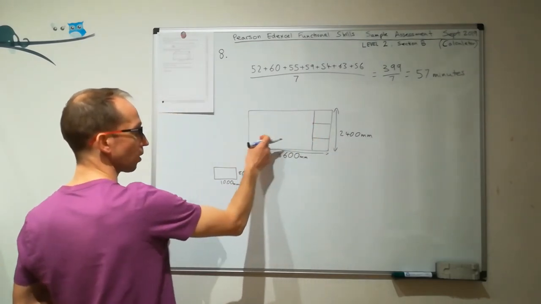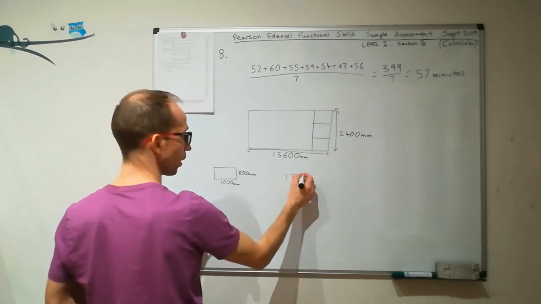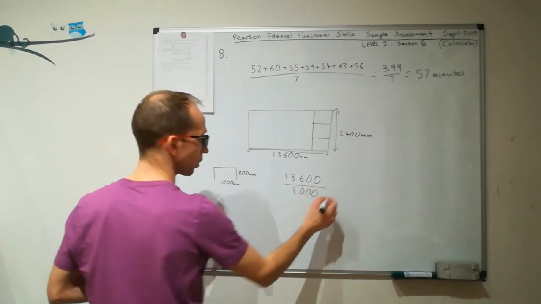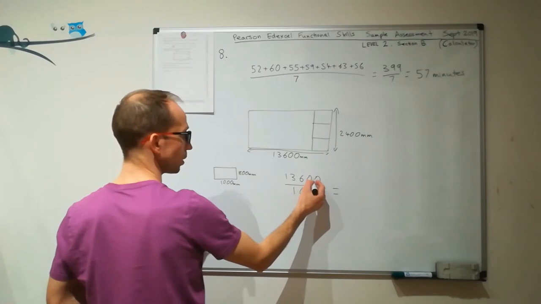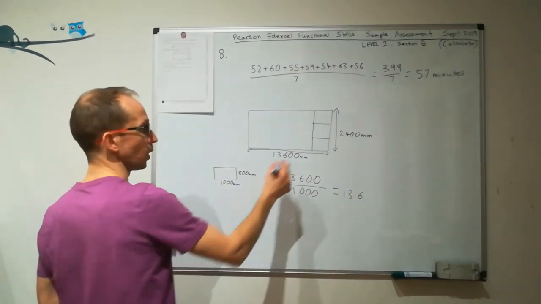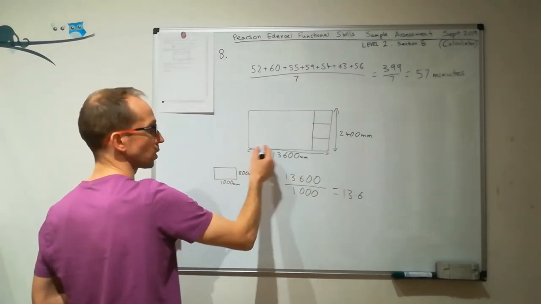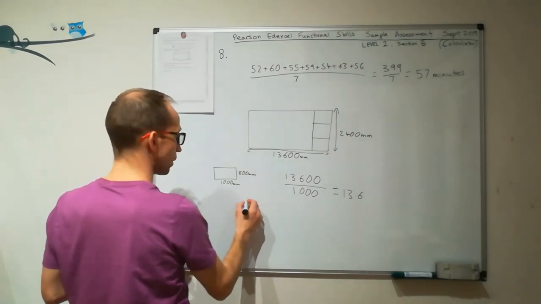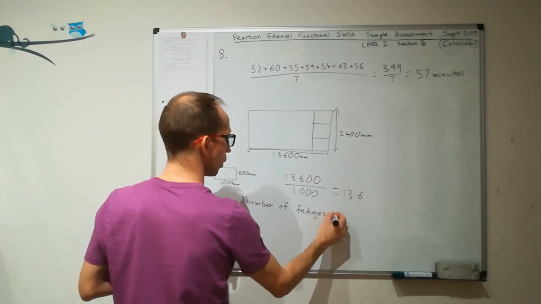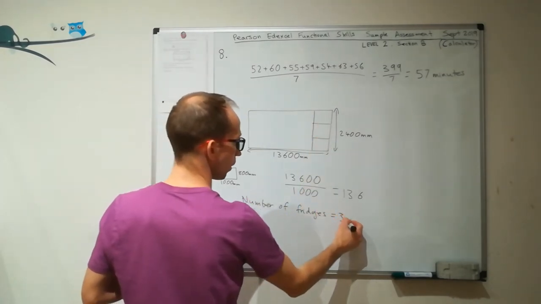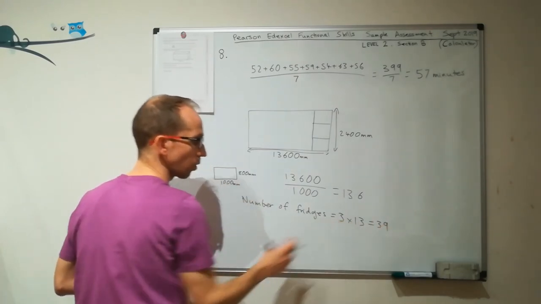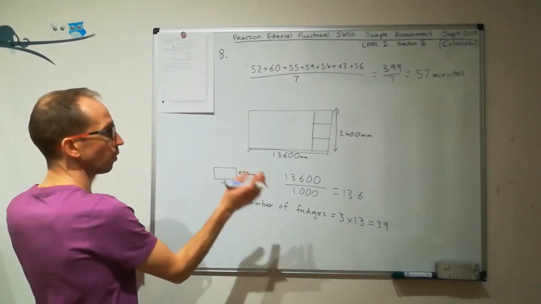Okay. And if I want to work out how many I can fit this way, then I need to take 13,600 and divide that by 1,000. Well, move my decimal point three places, 1, 2, 3, because I've got three zeros. So that's going to give us 13.6. So I can get three fridges this way, 13.6 this way. Obviously, 0.6 of a fridge is no good to us. So the number of fridges will have to be 3 down this way times 13. And you can use your calculator, or you can trust me, 3 times 13 is 39. Okay, so we know I can fit 39 fridges in.